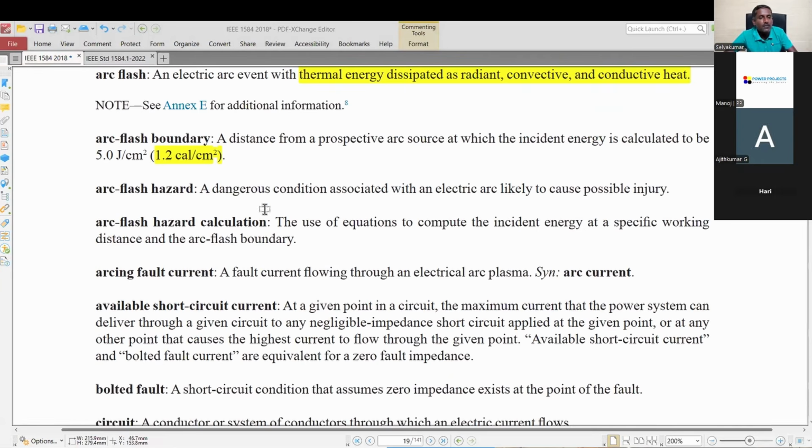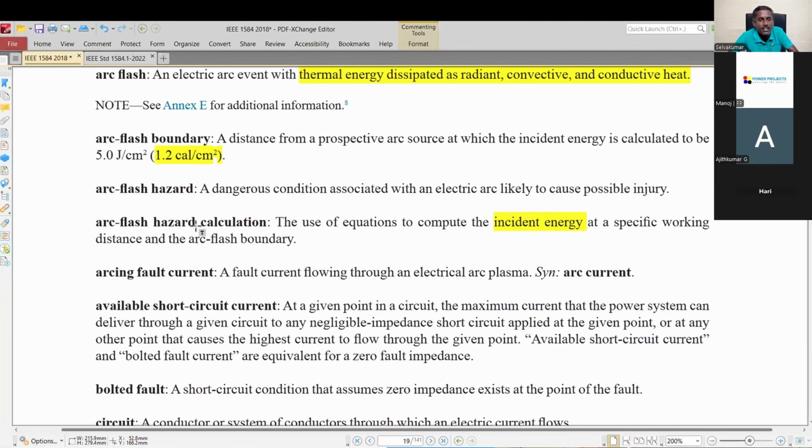So what is arc flash hazard? It is a dangerous condition associated with an electric arc likely to cause possible injury and maybe a fatality. What are arc flash hazard calculations? Compute incident energy and an arc flash boundary. That is arc flash hazard calculations.